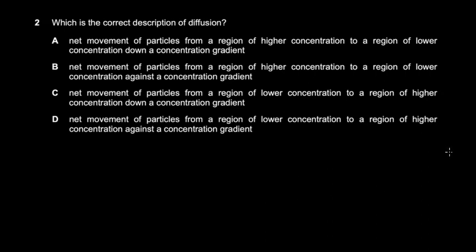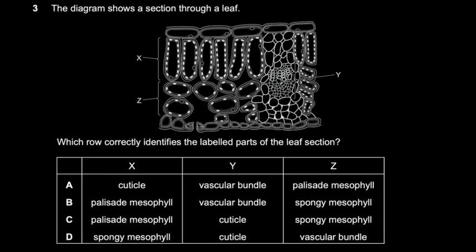The second question is about transport mechanisms. We're going to touch not only on diffusion, which is what the question is directly about, but also on active transport and osmosis, and the various testing angles that examiners usually check. Then the third question is on the cross section of a leaf.